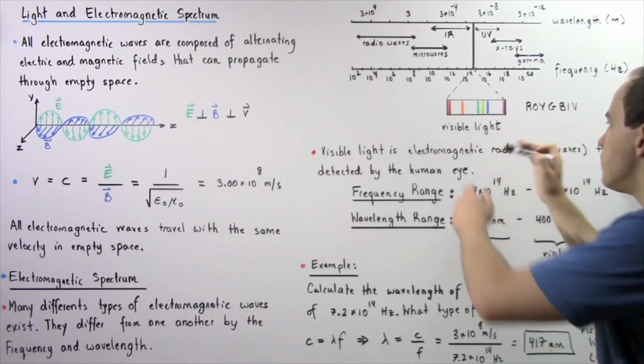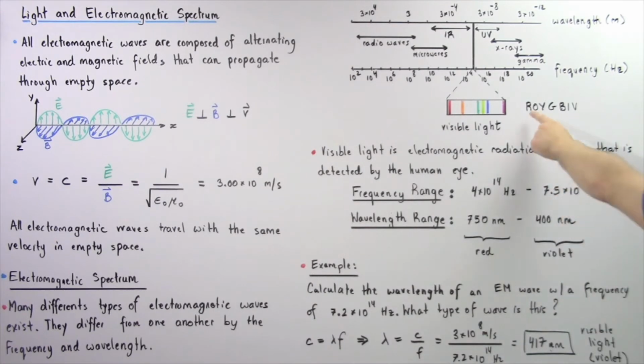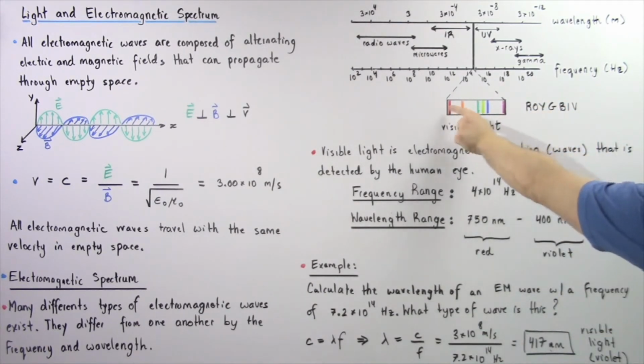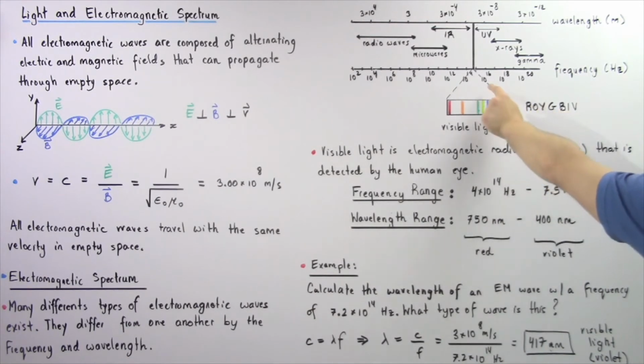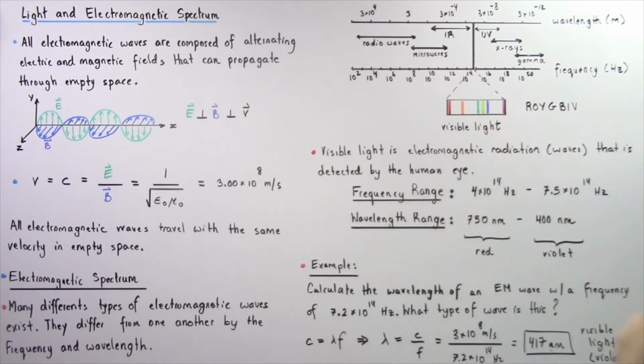One way to remember all these colors is to remember ROY G. BIV. R stands for red, next we go to orange, next yellow, which is somewhere about here, next green, then blue, then indigo, which is somewhere here, and finally we end up at violet. Notice that red electromagnetic radiation has a high wavelength and a low frequency, while violet electromagnetic radiation has a low wavelength and a high frequency.